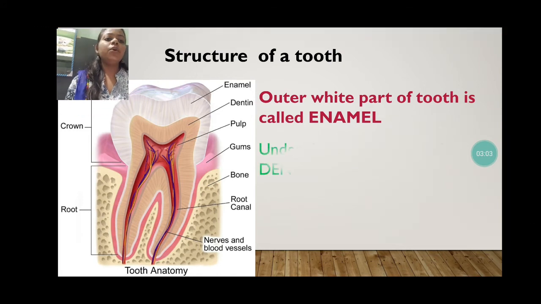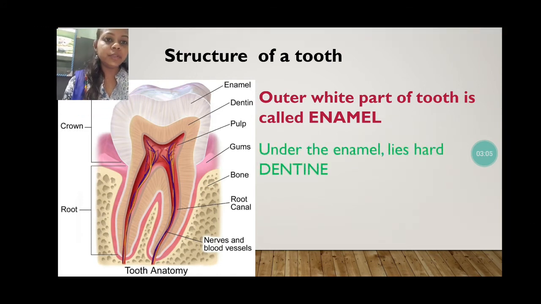The next, the second layer of the tooth, is dentine. Dentine is present just below the enamel. Enamel is the first layer of the tooth, which you can see in the picture in white color, and the second layer of the tooth is dentine, which is brown in color. It is also hard, and that's why our teeth are very strong. But it is not as hard as enamel.